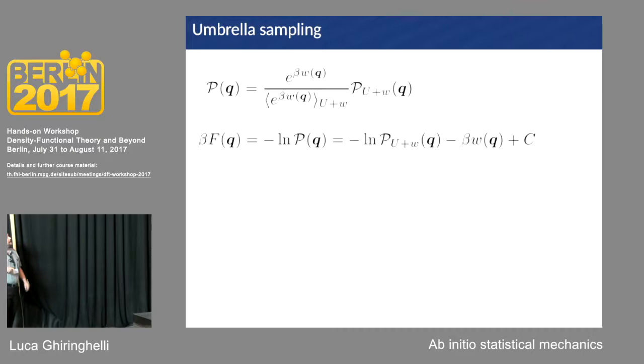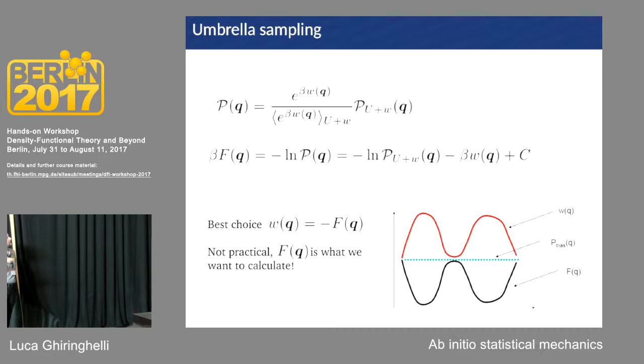The only thing that I will show is how to construct this biasing potential. If you calculate the free energy out of this probability, you get these terms here, in which you have a constant and the terms that depend on the potential itself. Now, the best choice for W is that it is equal to minus the final free energy, because basically this probability here would be flat. So you would sample all the configurations with equal probability. And this is always the best, because there is no part of the configurational space that is visited less and has less statistics because the probability to get there is smaller.